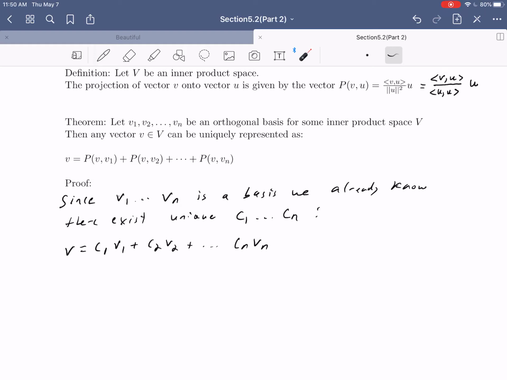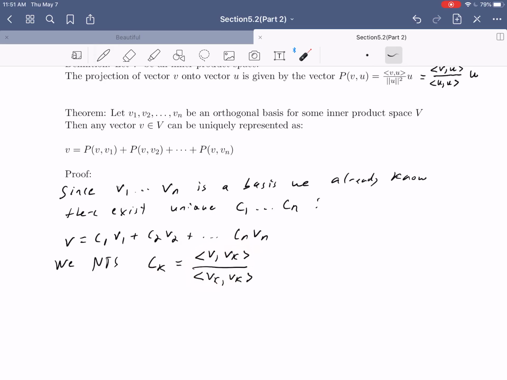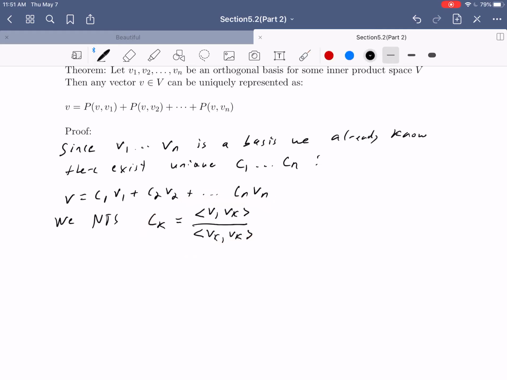What this theorem is claiming is that these constants C1, C2, through Cn need to match the constants in those projections. So what we need to show is that C sub K is actually equal to the scalar part of the projection, in other words, the inner product of V and V sub K over the inner product of V sub K with V sub K. That's what we need to show. I'm using this form, not the one with the norm squared, just the one that already has both being an inner product. If we can show that C sub K is equal to this, then since we know these constants are already unique, we know that vector V will be equal to the sum of those projections. Okay, so we need to show this. So let's go ahead and see how we would do that. We know we can go ahead and use this here.